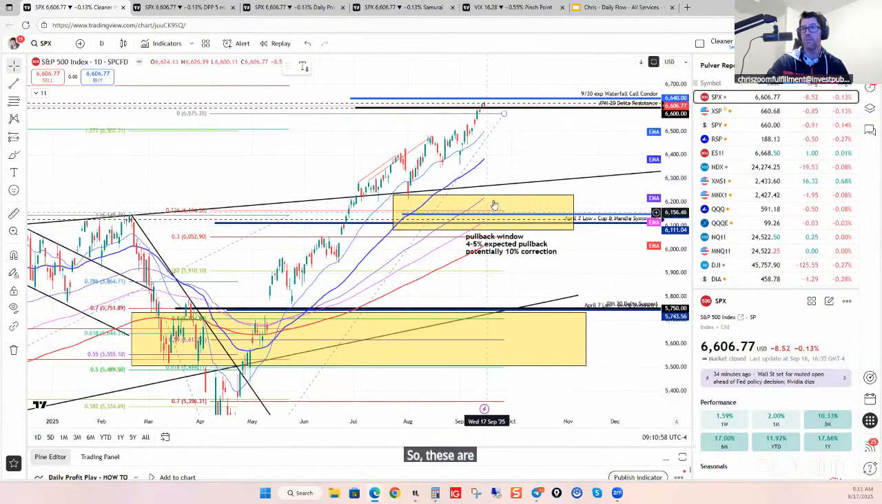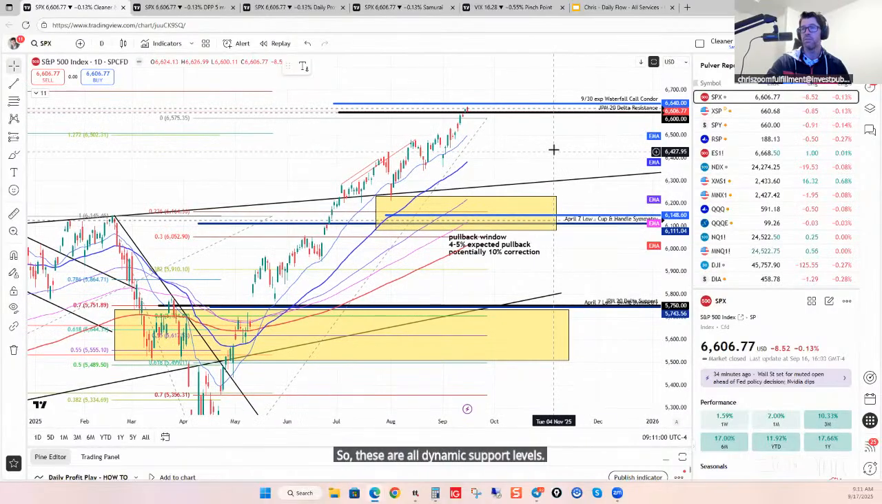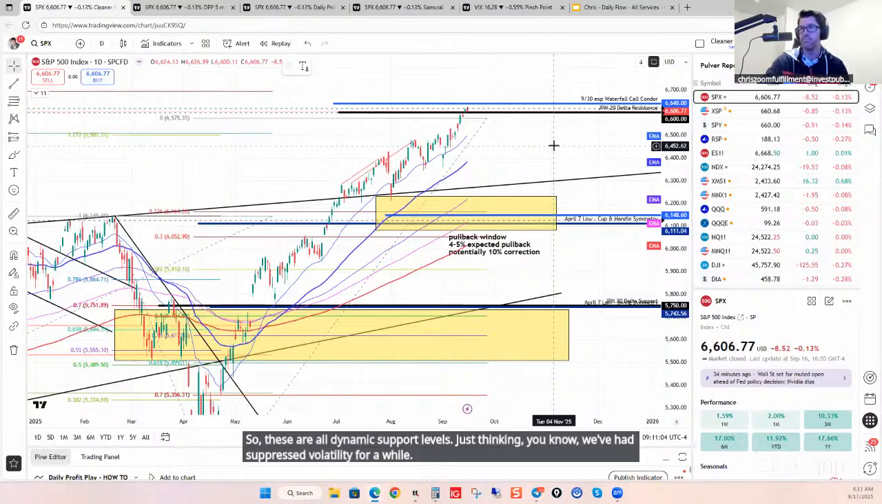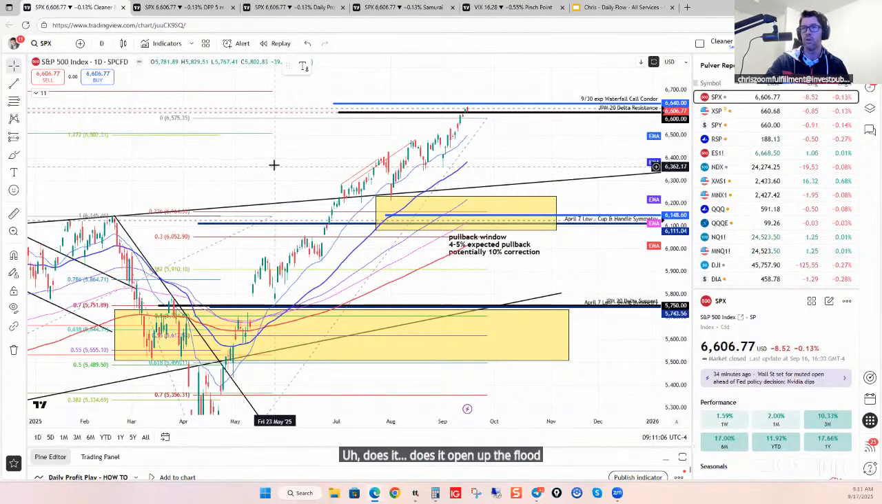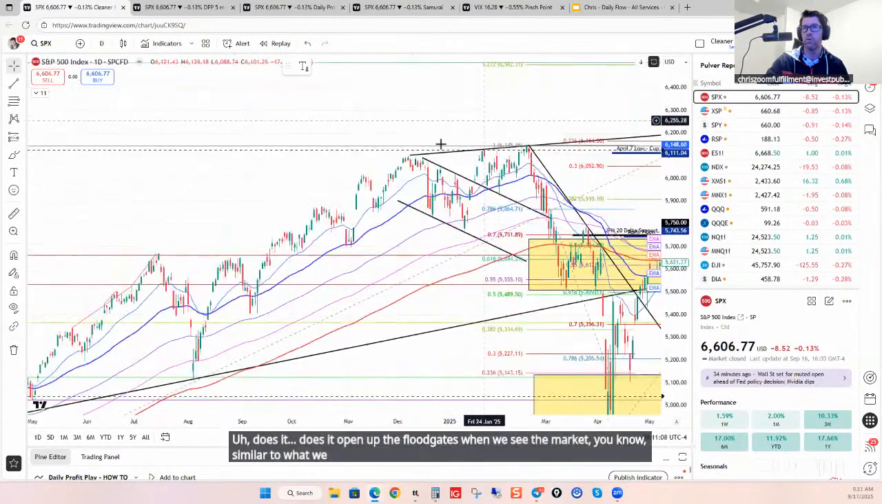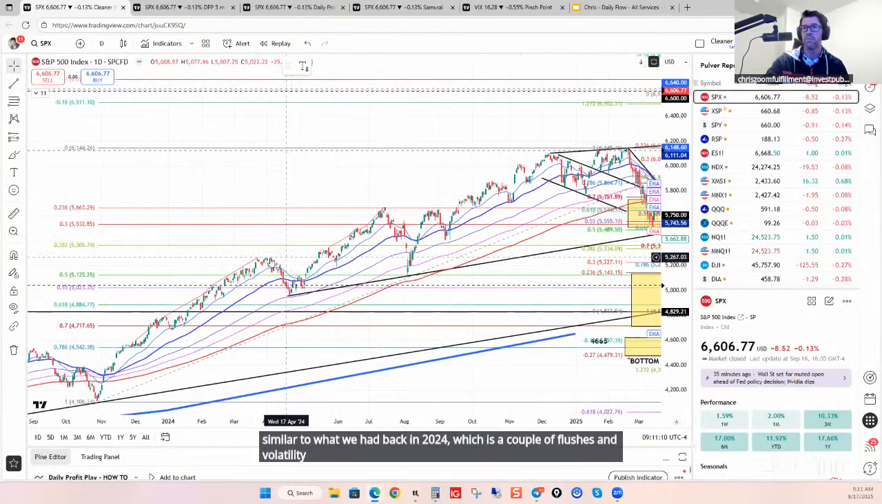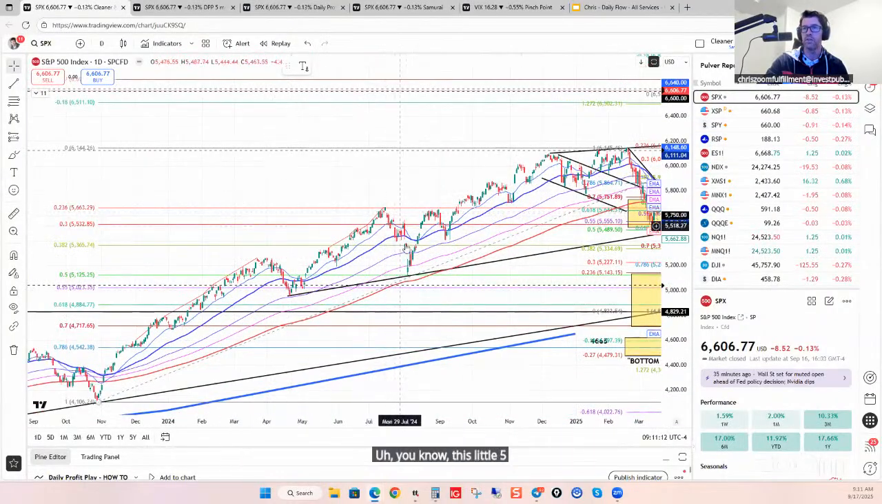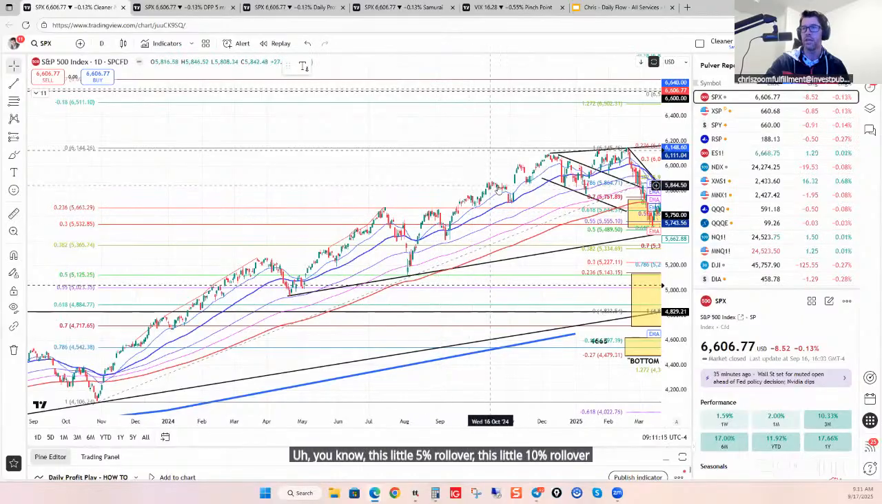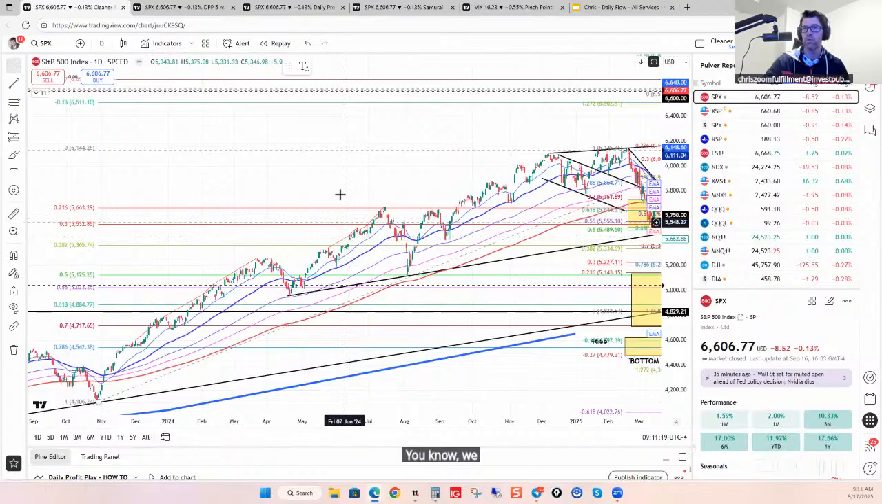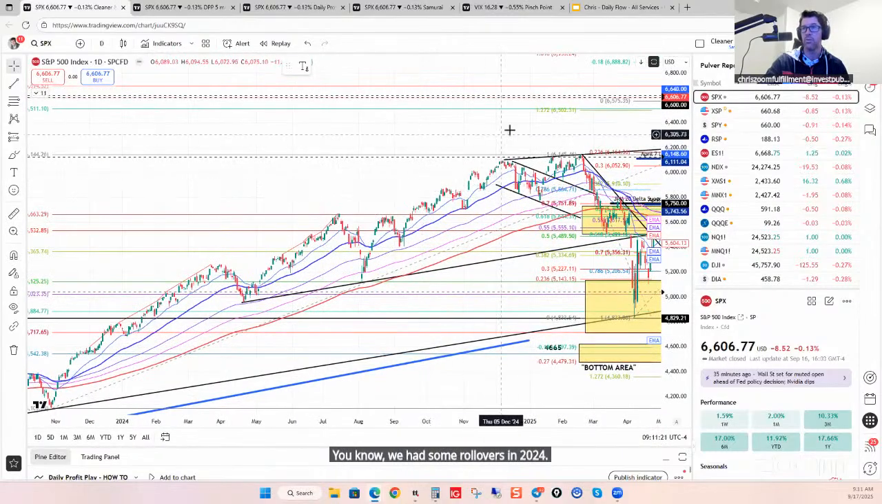So these are all dynamic support levels. I'm just thinking, we've had suppressed volatility for a while. Does it open up the floodgates and we see the market, similar to what we had back in 2024, which is a couple of flushes in volatility? This little 5% rollover, this little 10% rollover, 3 to 4%, 3 to 4%, 6%. We had some rollovers in 2024. The market's still maintained a bull market.